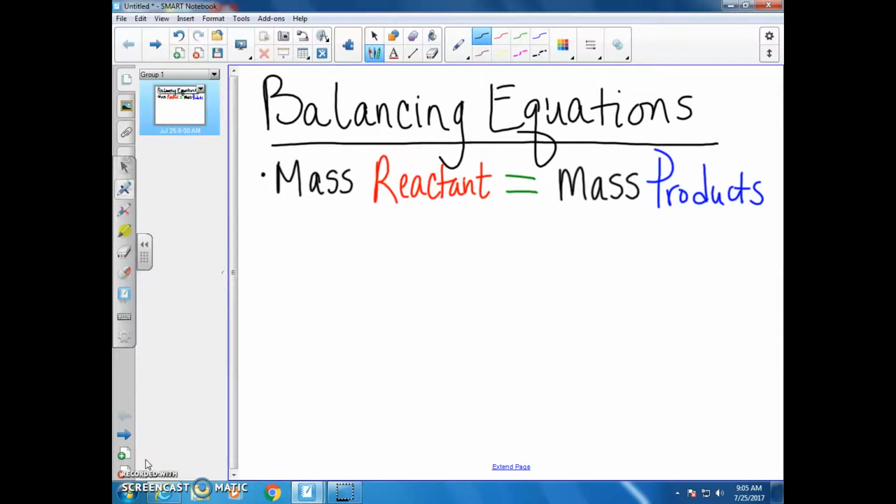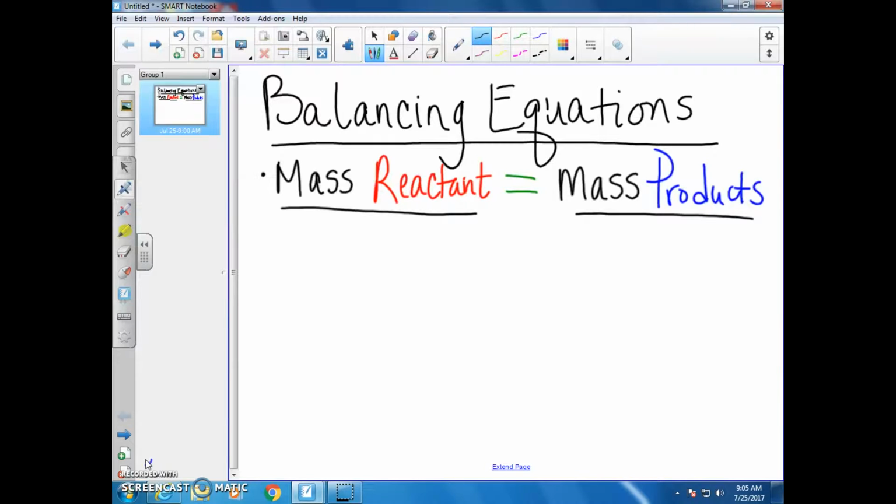This lesson is on balancing equations. Balancing equations goes off the law of conservation of mass. It basically states that mass can't be created or destroyed, that you can change its form. And so what that means is that the mass of the reactants has to equal the mass of the products. If the masses don't equal, then you're going to have to balance the equation out to make them equal.